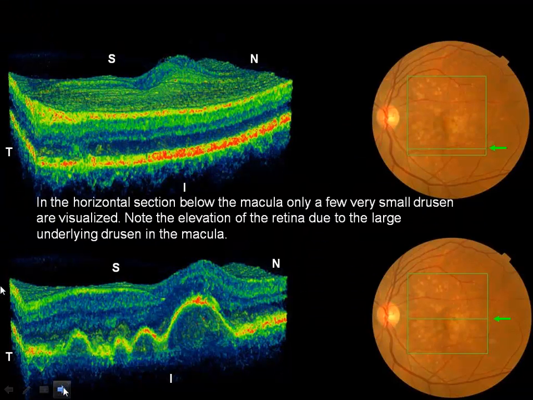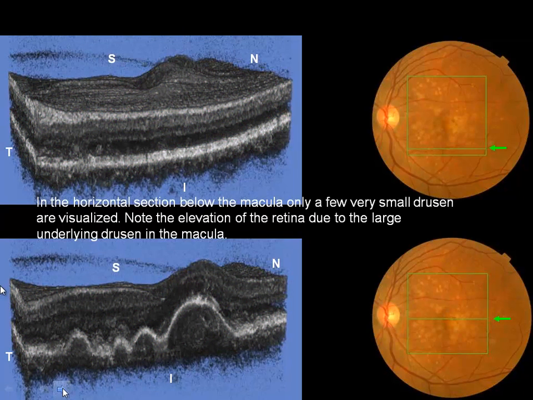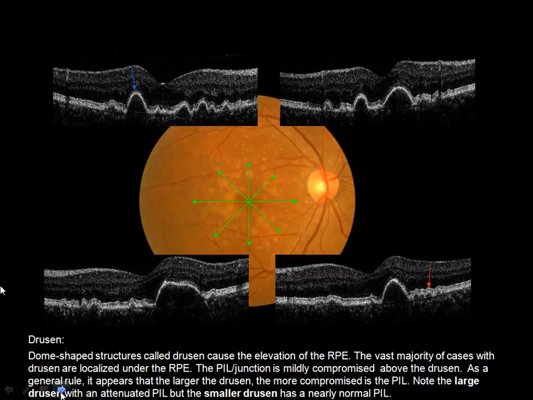We can look at it in grayscale. And you can see that as you get larger and larger drusen, the PIL becomes less obvious. And we're going to point that out in some other images in a few moments in some great detail.